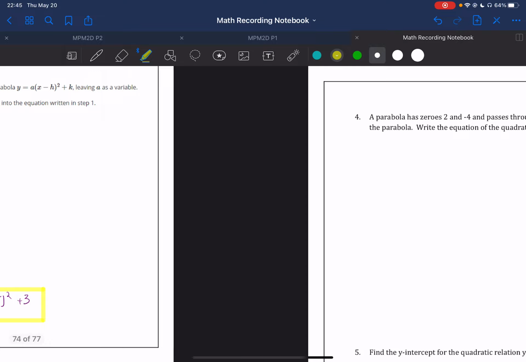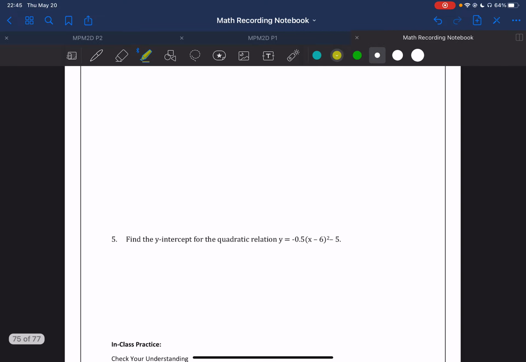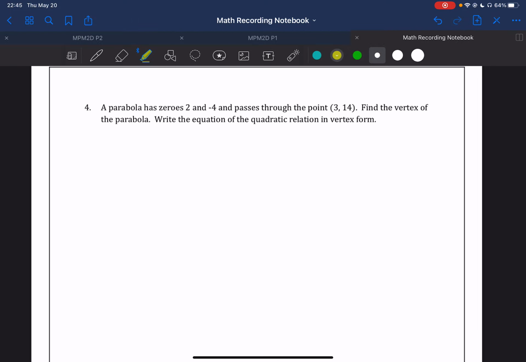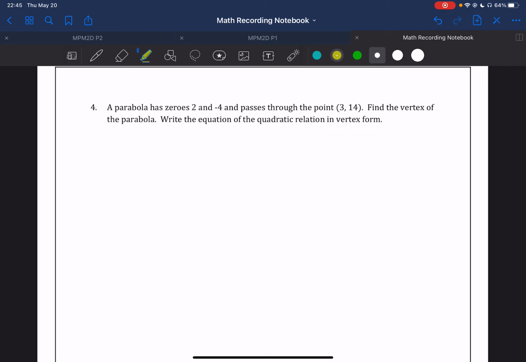Alrighty, and let's look at a couple more examples here. So in this one, we have a parabola has zeros of -4 and 2, and it passes through a point (3, 14). So here's our (3, 14). Here's our important part. So we have a zero, we have a point. Find the vertex of the parabola and write the equation of the quadratic relation.